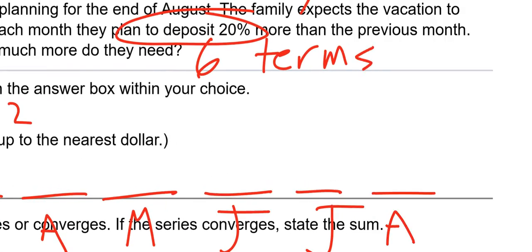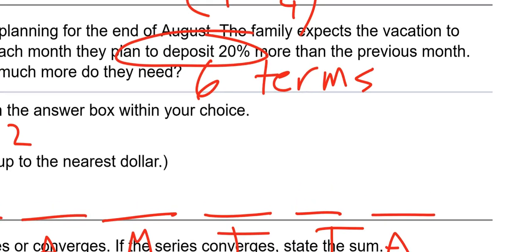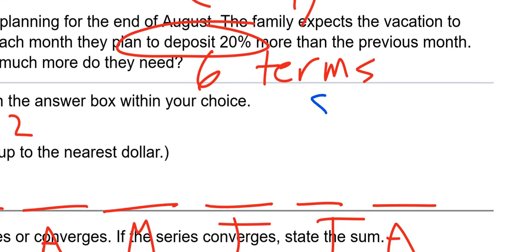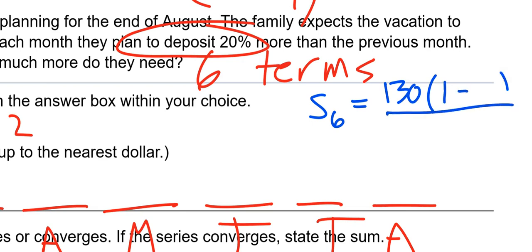So, the sum of the 6 terms, the first term, your multiplier was 1.2 to the 6th over 1 minus 1.2. Please figure out how much money this family has saved.